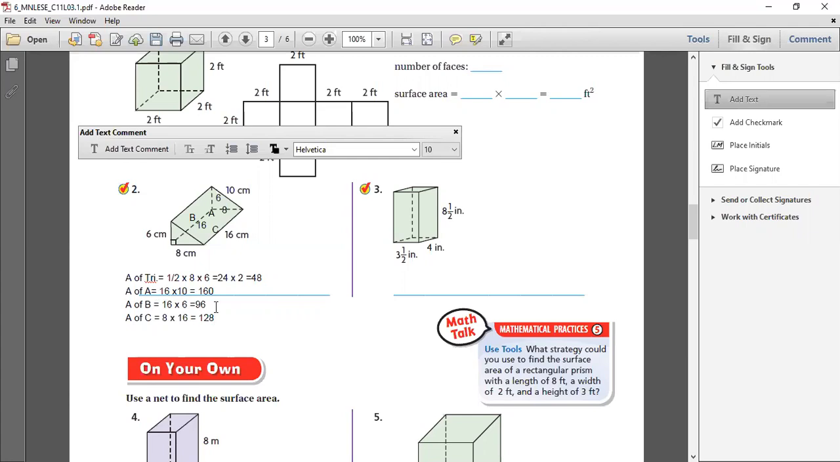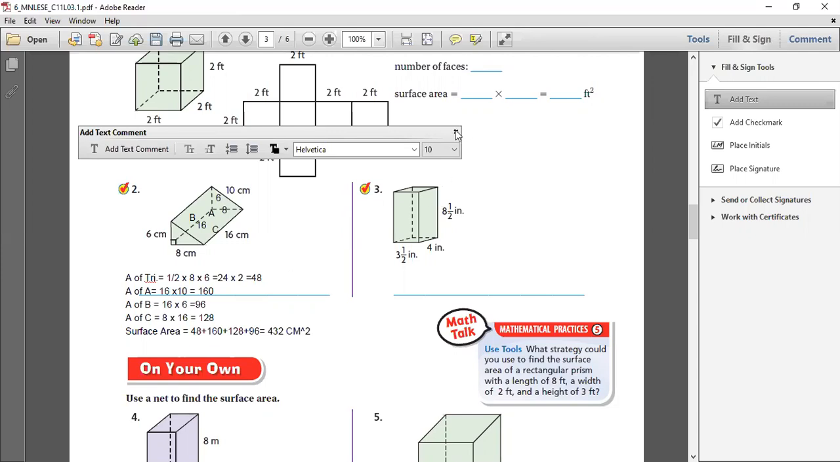Okay, so we have found, now there are five faces, right, for the triangular prism: two triangles and three rectangles. So we have found the area of all of them, two triangles here and the area of three rectangles. So what we are going to do is add them all. Surface area is going to be equal to 48 plus 160 plus 128 plus 96, I forgot the 96, which is going to be equal to 432 square centimeter. So this is the answer for question number 2.